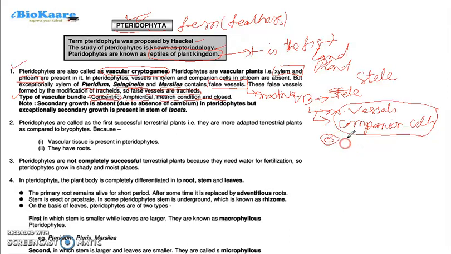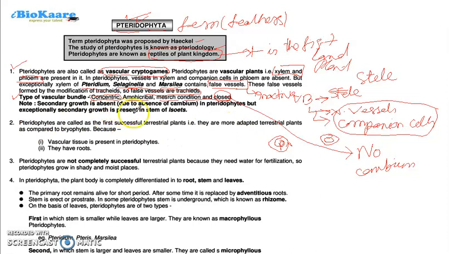What do you mean by the closed type of vascular bundle? Closed type means there is no cambium. If cambium is present, we call it open type. And mesarch means in the middle we find the protoxylem, and outside we find the metaxylem. Accordingly, the vascular bundles in Pteridophyta are concentric, amphicribal in nature.